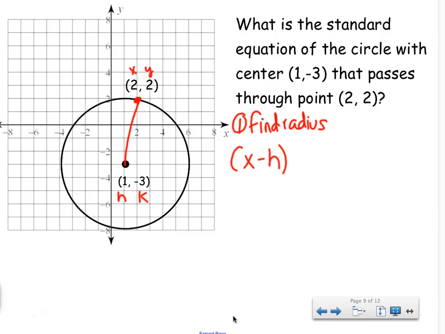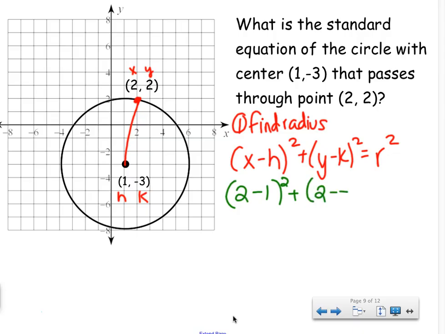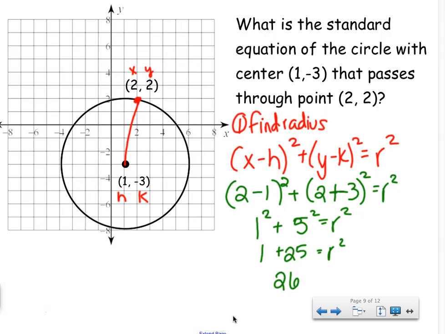So we'll have our equation x minus h squared plus y minus k squared equals my r squared. So let's go plug in. So I'll have 2 minus 1 squared plus 2 for the y minus a -3 squared, which will become a plus sign, equals my r squared. 2 minus 1 is a 1 squared, plus 2 plus 3 is a 5 squared, equals r squared. So I would have 25 plus 1, which is 26, equals r squared.